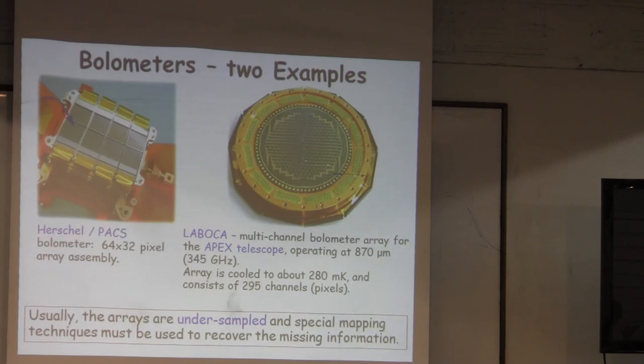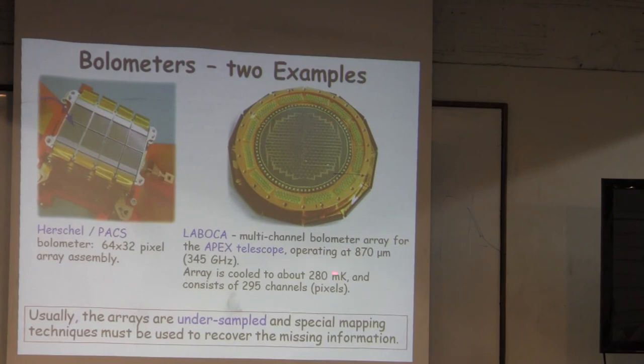Here is another example, an instrument called LABOCA, which is a bolometer array for the APEX telescope. APEX is the Atacama Pathfinder Experiment Telescope, which is co-operated by the Max Planck Institute and ESO. So this is essentially a single ALMA antenna that was used to show that the ALMA concept works at this altitude. It's working at 870 micrometers, so this is obviously a millimeter wavelength.